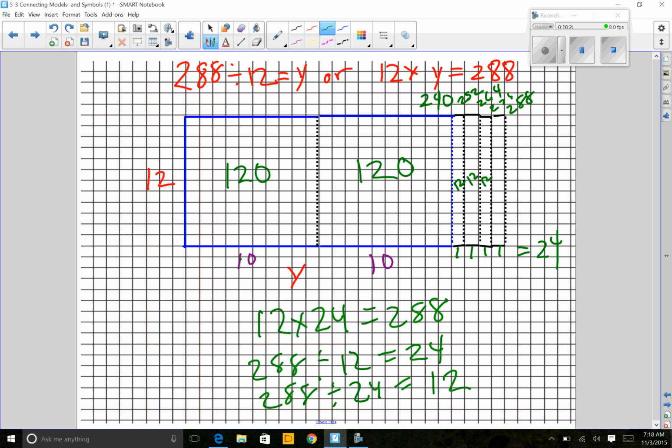Now, this is obviously a completely impractical way to do division. You're not going to do a division problem this way. But this is just showing you what it looks like and the connection between multiplication and division.